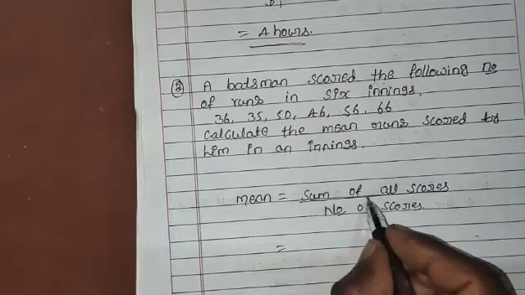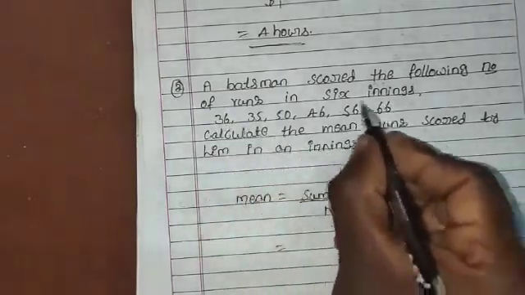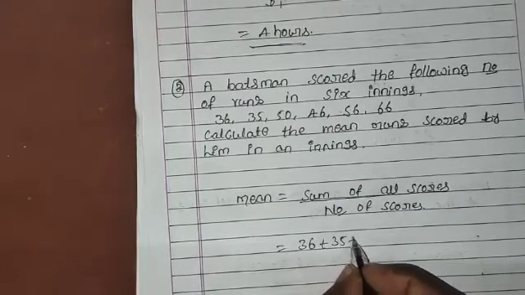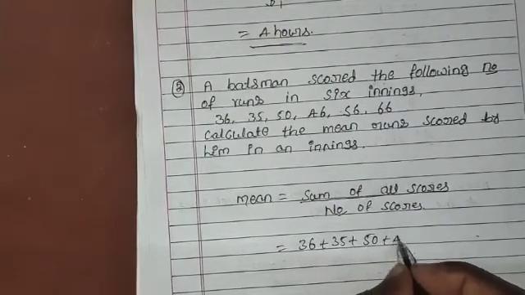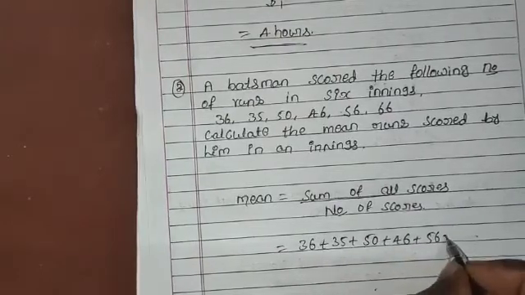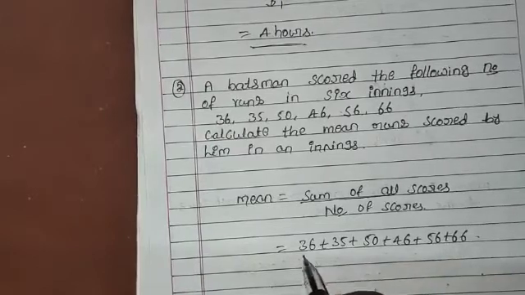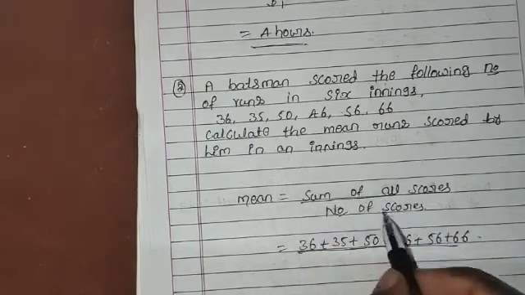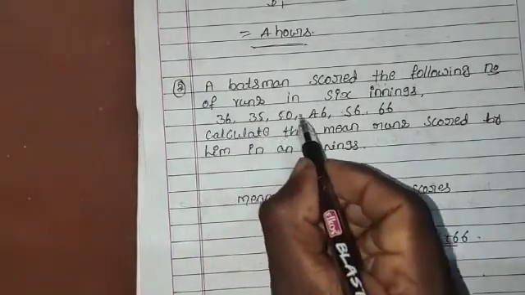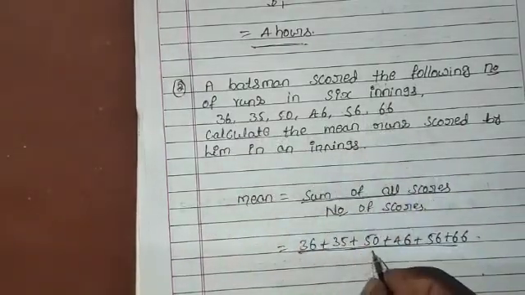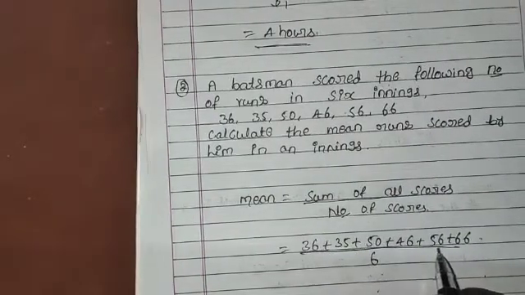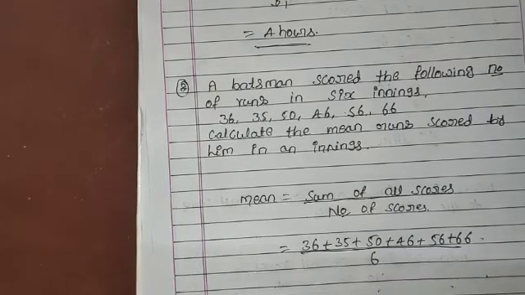Here the sum of all scores means we have to add all the runs: 36 plus 35 plus 50 plus 46 plus 56 plus 66. Now divide by the number of scores, which means how many innings are there? 1, 2, 3, 4, 5, 6. 6 innings are there, divided by 6. When we add all the scores, we get 289.